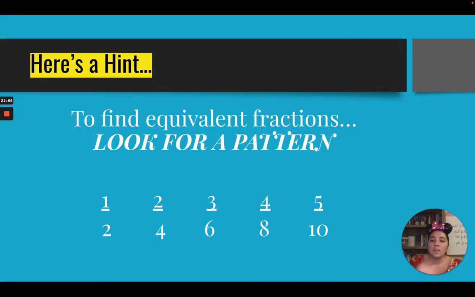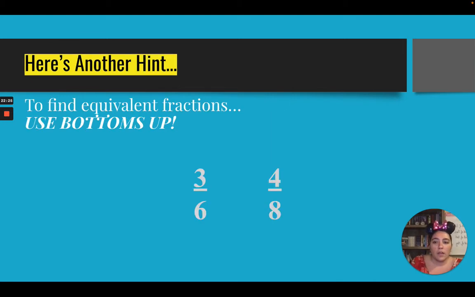There we go. So when we're finding equivalent fractions, here's a hint for you. Look for that pattern. For example, here all of our numerators are increasing by 1. So we've got 1, 2, 3, 4, and 5. And our denominators are all increasing by 2. So we've got 2, 4, 6, 8, 10. All right, so we've got 1/2, 2/4, 3/6, 4/8, and 5/10. And all of these fractions are equivalent to each other. They're all equal.